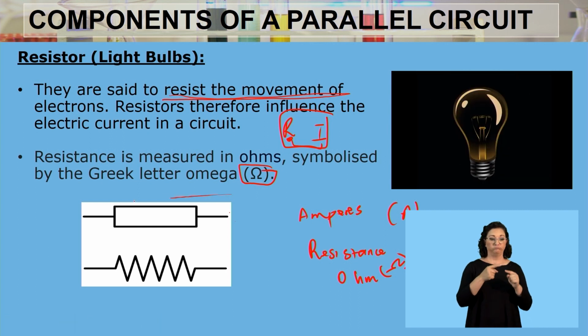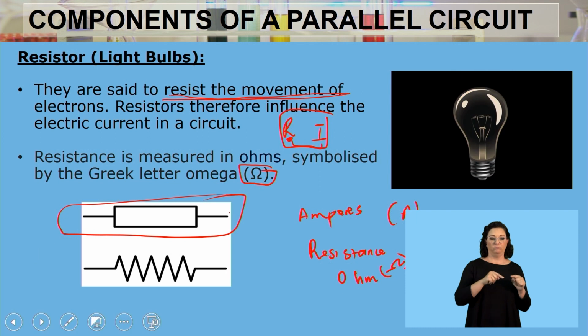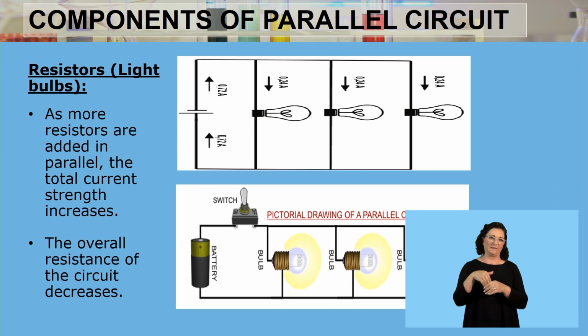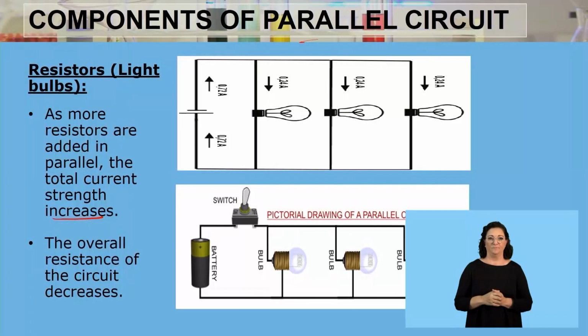We can either use the first one or we can use the second one to denote a resistor in a circuit. Furthermore, in an electric circuit, the parallel circuit, when we are adding more resistors in parallel, the total current strength increases. Remember we said we're going to look at the relationship between the resistance and the current. So this is that relationship: when we're adding more resistors in parallel, in this case we have 1, 2, 3 resistors in parallel.